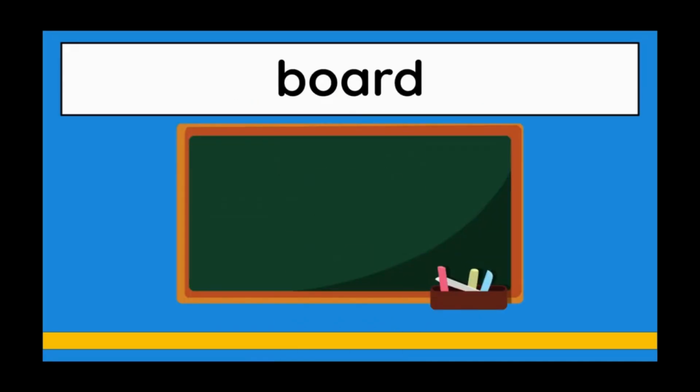One of them is a board. A board is where your teacher will write the information you need to learn. You can have a chalkboard where you write on it with chalk. You can have a whiteboard where you write on it with markers.